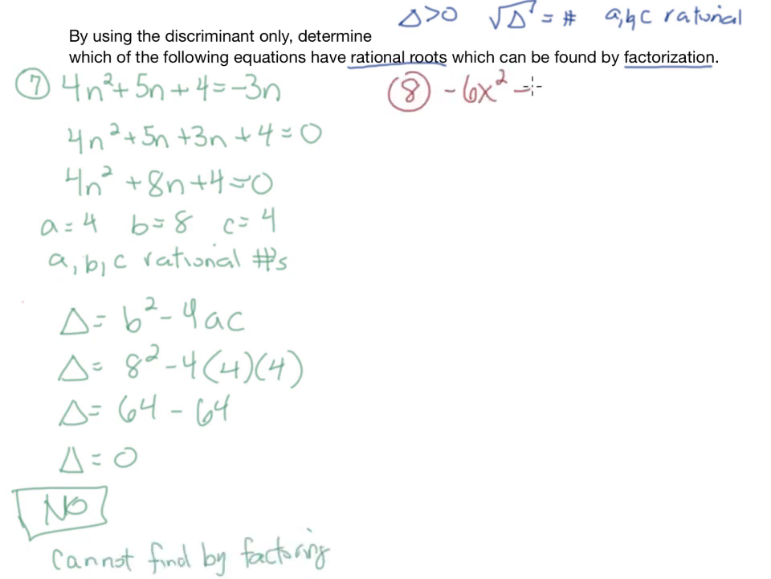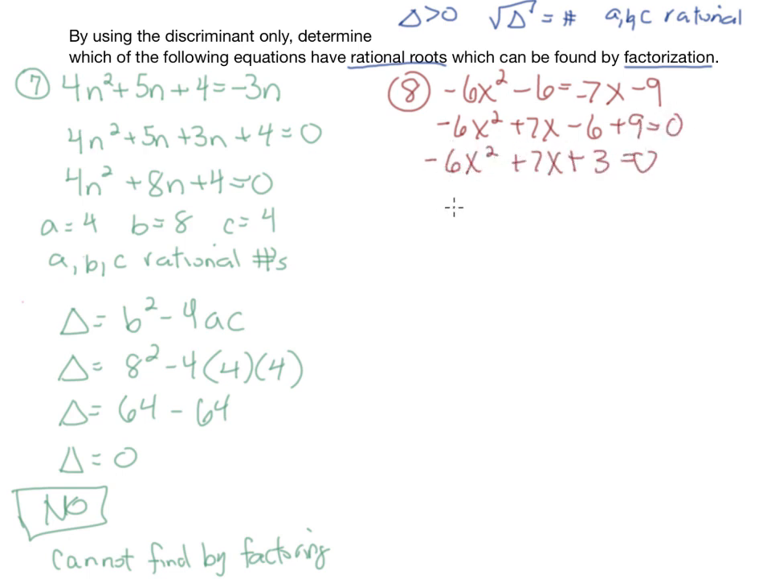Okay, let's look at our next example, example number A. We're going to do the same thing, so let's get it all equal to 0. So I'm going to add the 7x, add the 9, combine my like terms, and I'm going to identify my a term, my b term, my c term. Now look at those three numbers. Yes, they're all rational numbers, so it passed the first test.